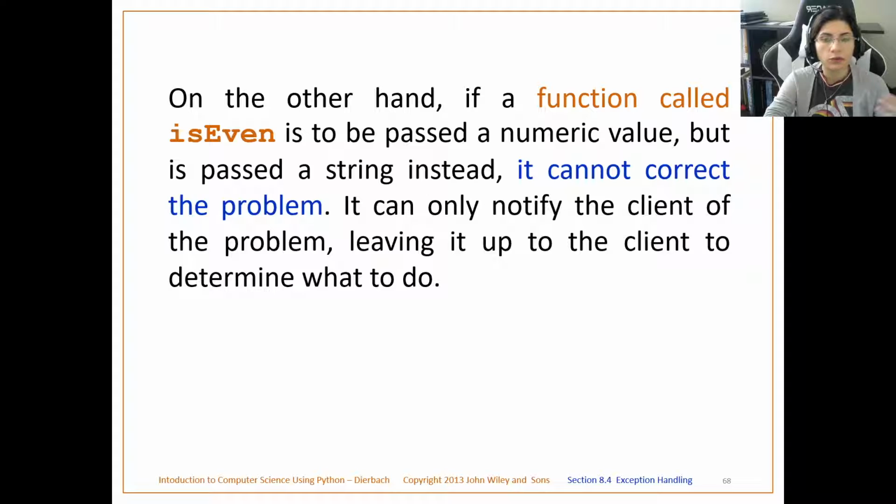But on the other hand, if you want to write a function called is_even, which is supposed to be passed a numeric value, but instead you pass a string, in that case it cannot correct the problem. So it will notify the client about the problem, and then it leaves it up to the client to determine how to resolve that issue. You can either let the program terminate itself and show you an error message, or you can handle the exception that is raised by the program and do something about it.